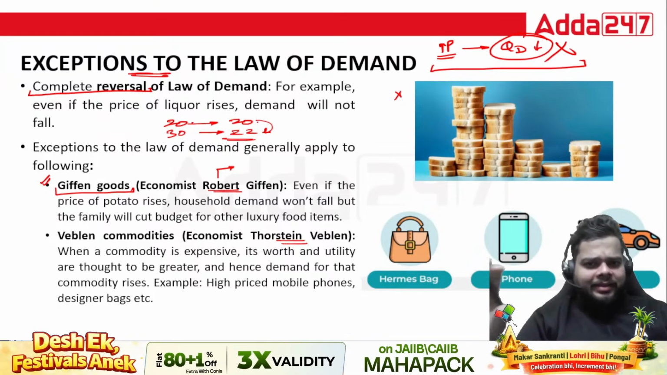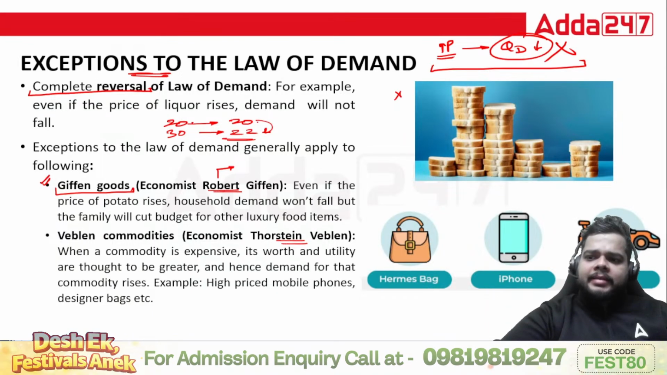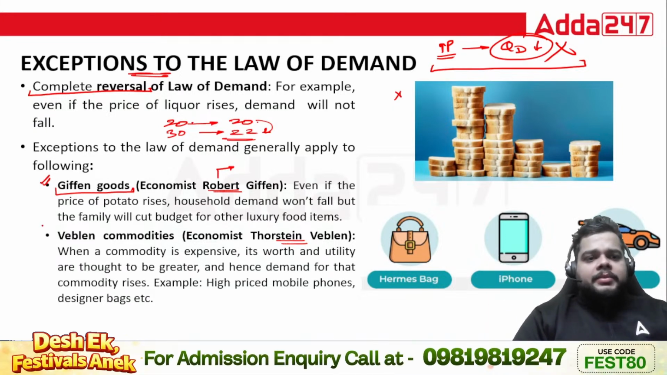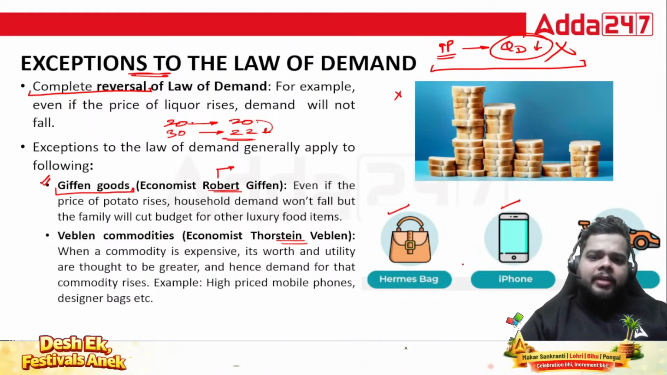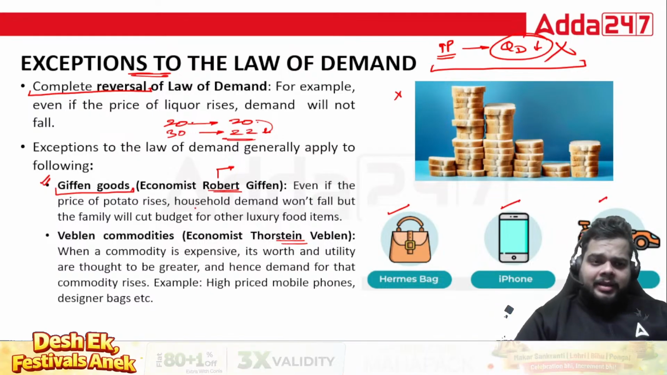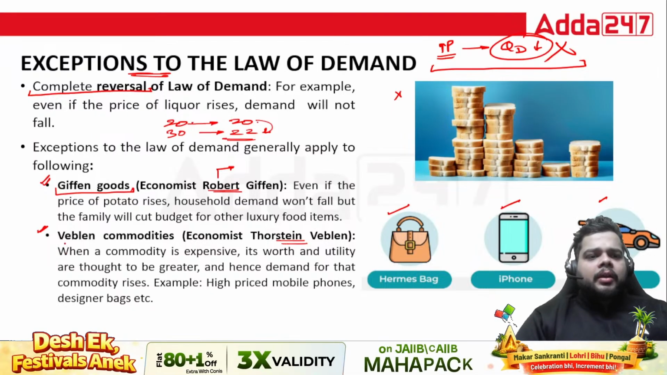These are not luxury items, these are simple items, the staple diet of most of the people. But as the price rises, they will have a similar kind of demand, or maybe the demand might rise. Then comes the study of luxury items like luxury bags. We have Hermes bag, iPhone, Ferrari, Aston Martin, all these luxury cars, the supercars. So this particular study was conducted by economist Thorstein Veblen, where he defined the Veblen commodities.